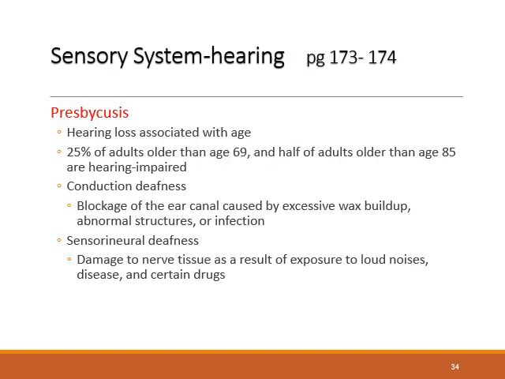So let's talk about the sensory system. First we'll talk about hearing. Presbycusis, that's a good word to know. Presbycusis is hearing loss associated with age. 25% of adults older than age 69 and half of adults older than age 85 are hearing impaired. Now, if you were a child of the 60s and you listened to music really, really loud, you might get hearing impaired at a younger age.